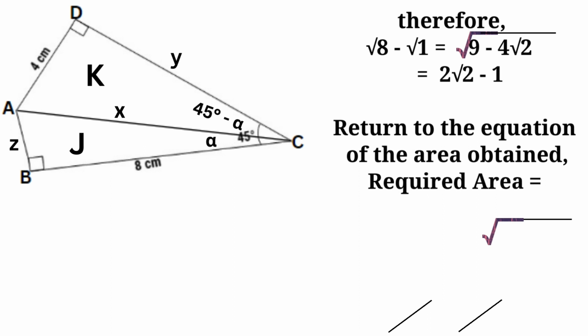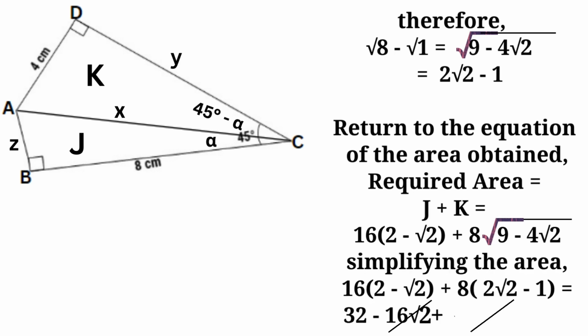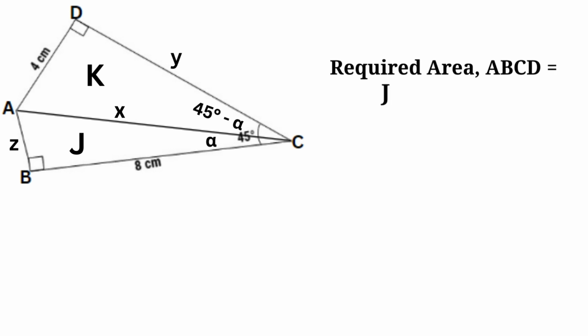We return to the equation of the area obtained. Required area equals the sum of j and k. Simplify the numerical expression by substituting the value we got for the radical. Cancel out equal but opposite terms and the result simplifies to 24 square centimeters. Therefore, required area ABCD equals 24 square centimeters.